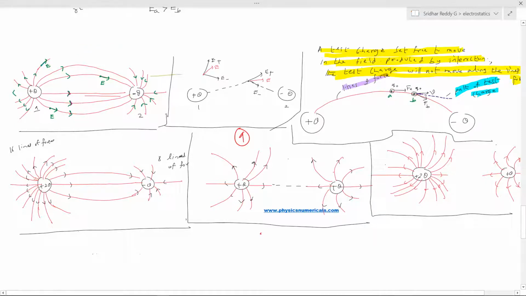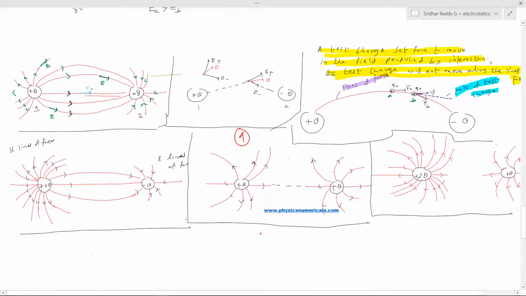So let's come to this one. E positive will be like this. Since E positive will be greater, the resultant will be here. What about here? E positive, E negative. E negative will be greater than E positive, so the resultant will be near to E negative.